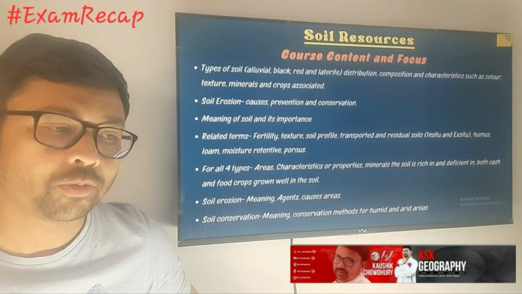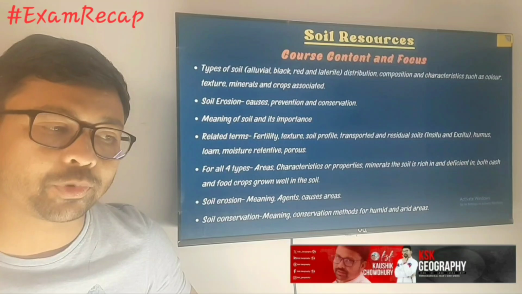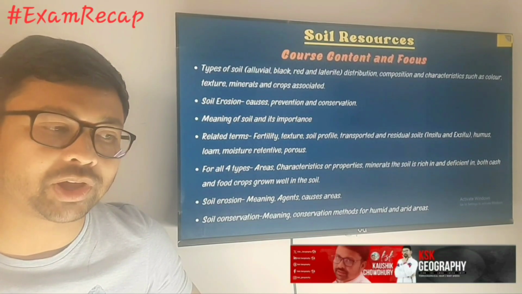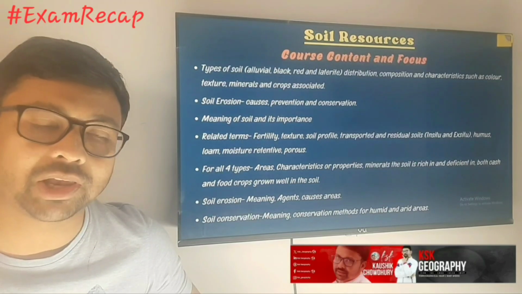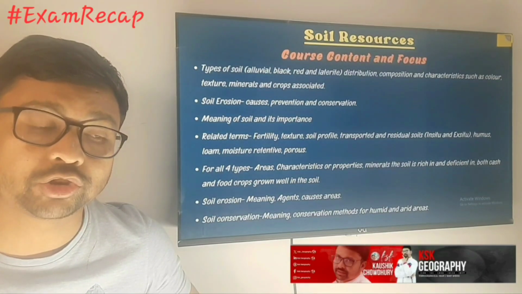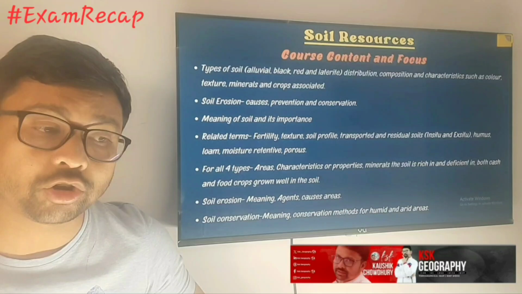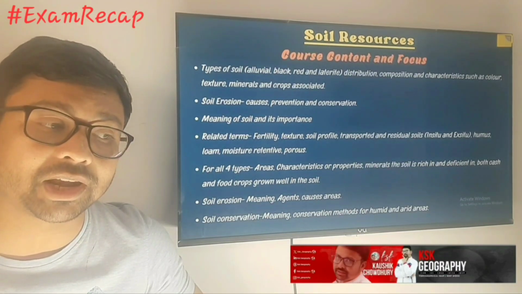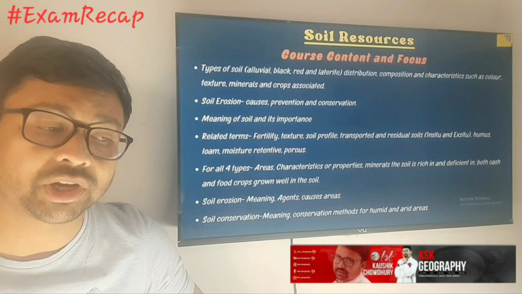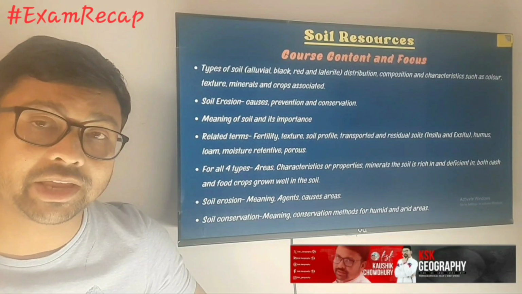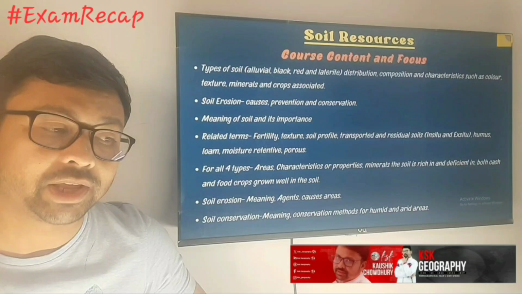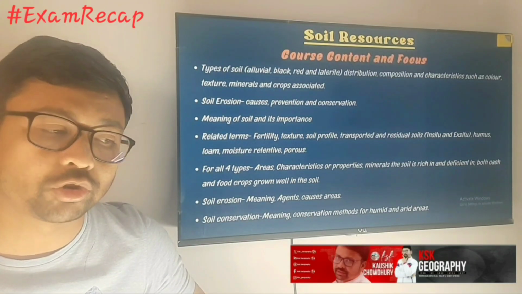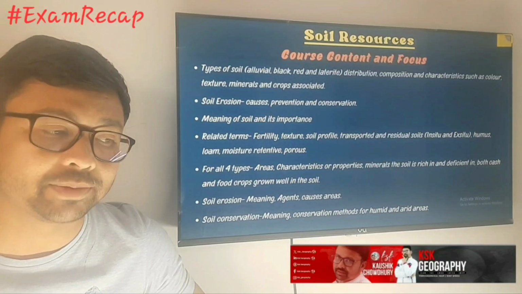First, the maximum importance in this chapter is given to the types of soil. You need to study 4 types of soil: alluvial soil, black soil, red soil and laterite soil. You need to know their deposition, composition, distribution, and characteristics such as color, texture, minerals and crops associated. Then you need to focus on soil erosion, that is the causes, prevention methods and conservation methods. Next, you need to know the meaning of soil and its importance.